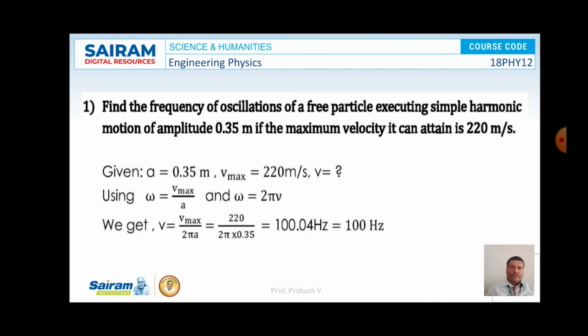By substituting the value of V max and the value of A, that is 220 by 2 pi into 0.35, on simplification we will get the value of nu as 100.04 hertz, which is equal to 100 hertz. Now let us look at problem number 2.